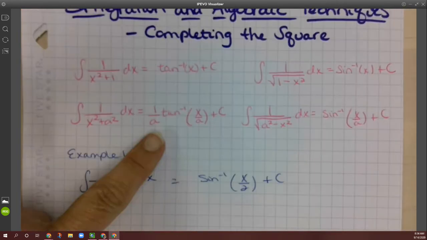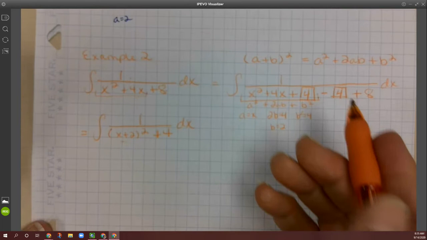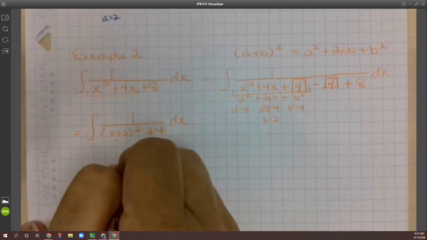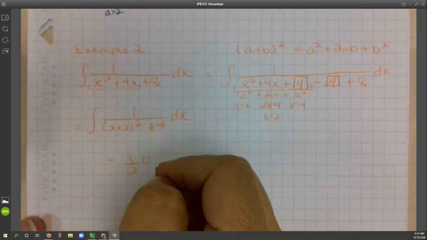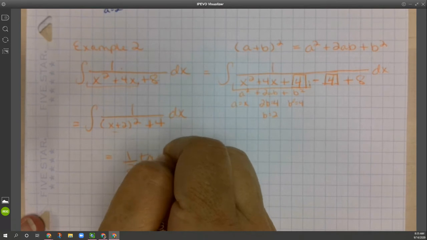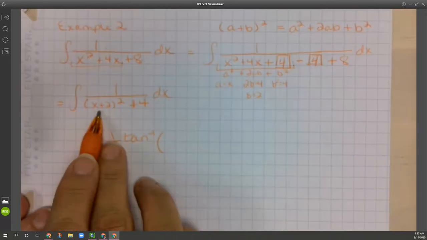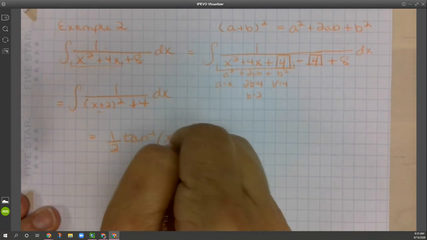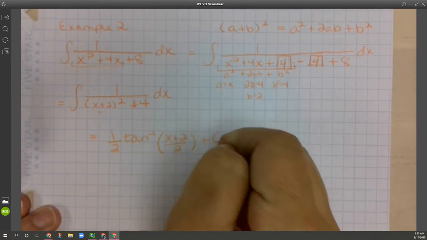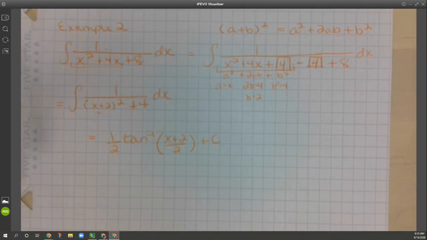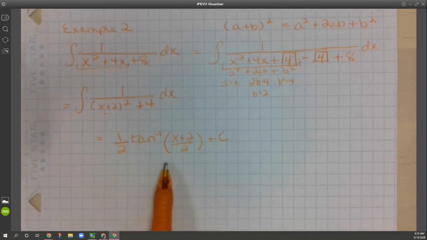And so if I use my rule up here, this is going to be equal to 1 over 2 inverse tangent of, in this case, not just x, but my something, which is x plus 2 over 2, plus c. Now, hopefully you're wondering still, why is that the rule?